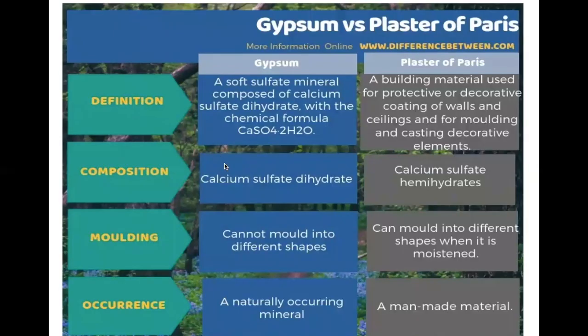So what is the formula of gypsum? CaSO4 2H2O. What is the formula of plaster of Paris? CaSO4 half H2O. Dihydrate, hemihydrate. Gypsum cannot be molded into different shapes, POP can be molded into different shapes when it is wet. Gypsum is naturally occurring. POP is man-made. We have heated it, therefore it has become man-made.